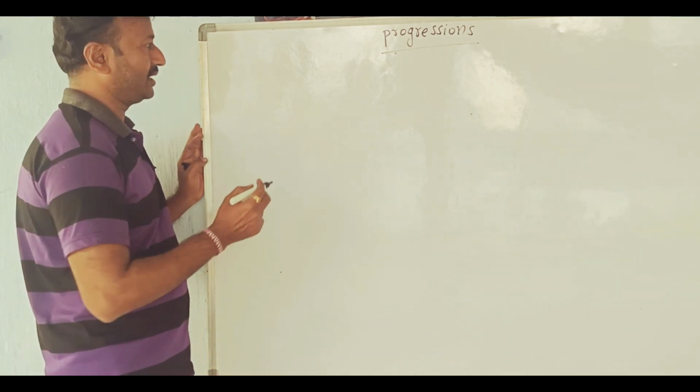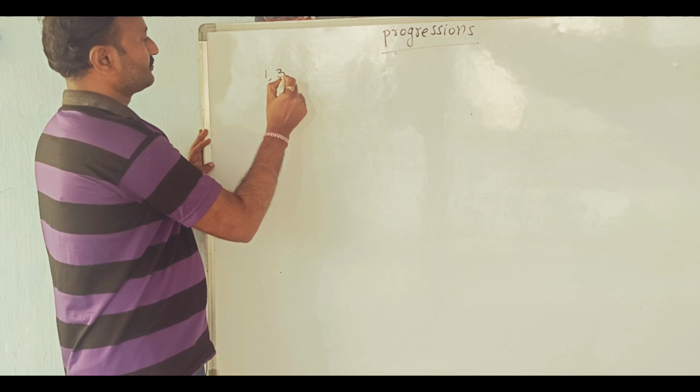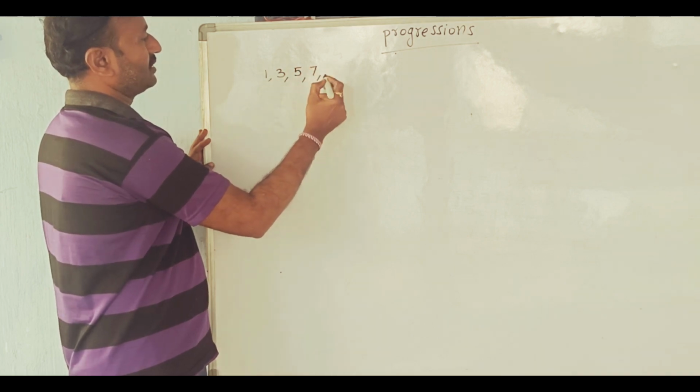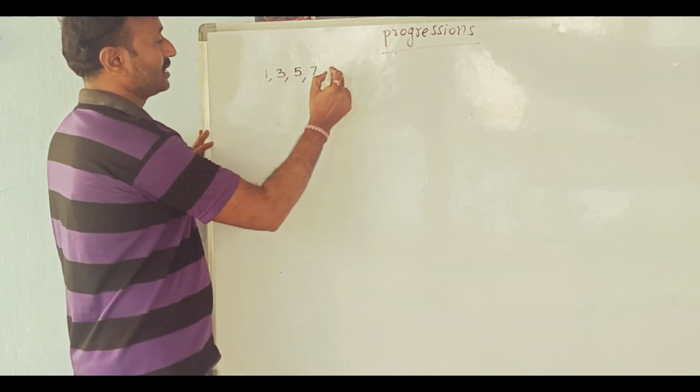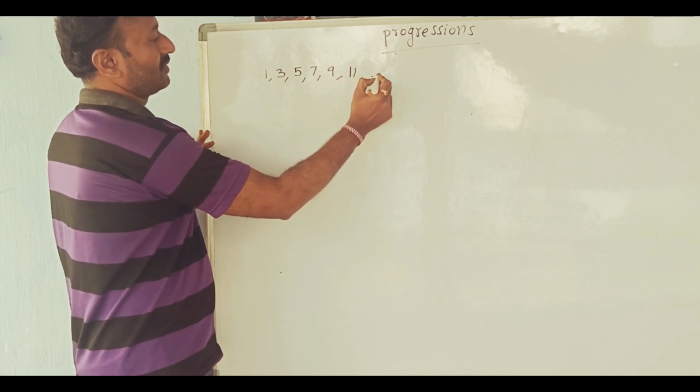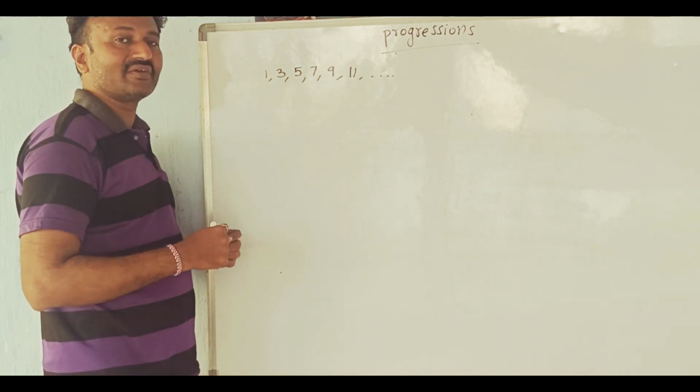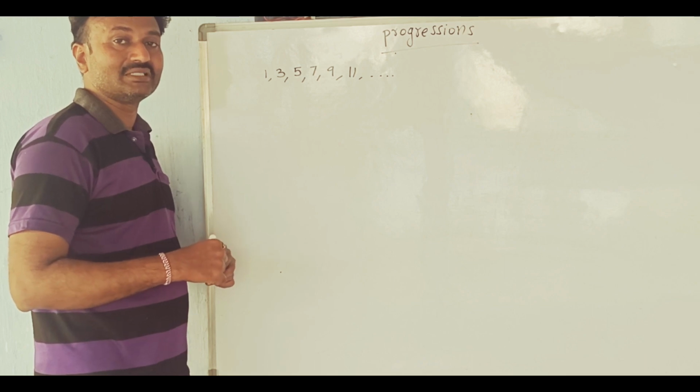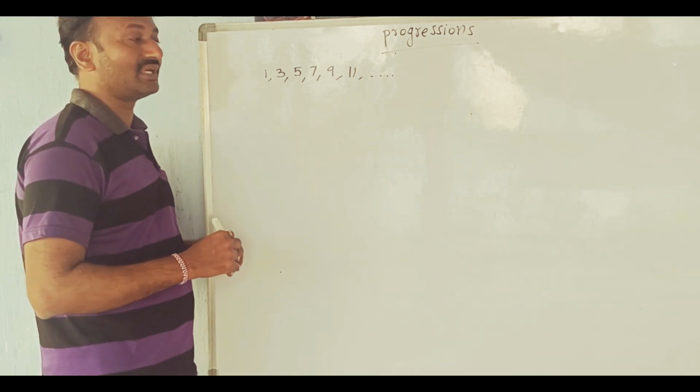Let us take one pattern. 1, 3, 5, 7. What is the next number? You can tell. Say 9, 11. Okay, so what is the common difference or what is the fixed number in this pattern? 2.